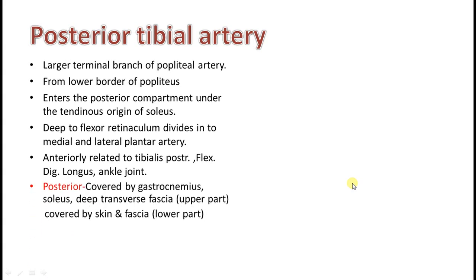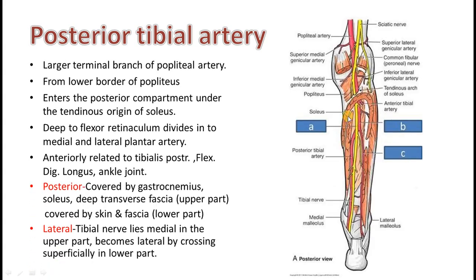Anteriorly, it lies on top of the tibialis posterior muscle, then the lower part of the tibia and ankle joint. Posteriorly it is covered by the gastrocnemius, and in the lower part it is somewhat superficial, covered only by skin and fascia just above the flexor retinaculum. It is not covered there because the gastrocnemius muscle forms a long tendon.